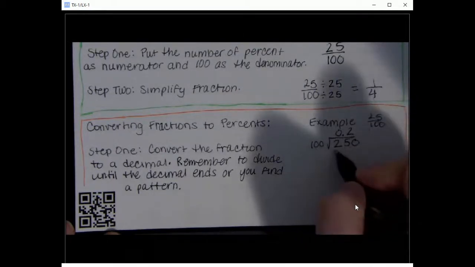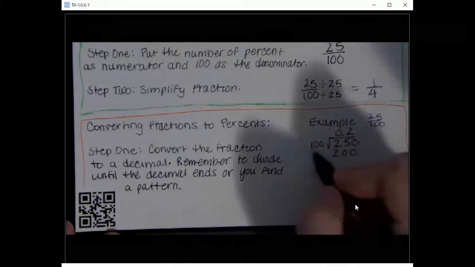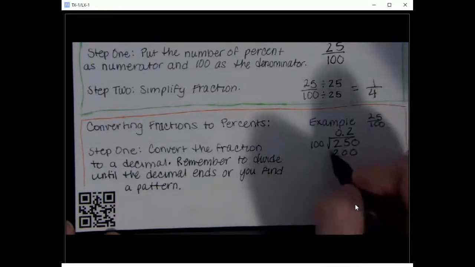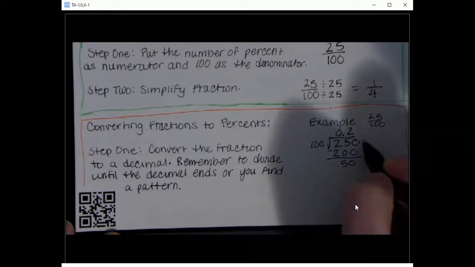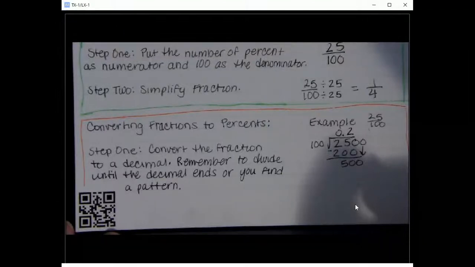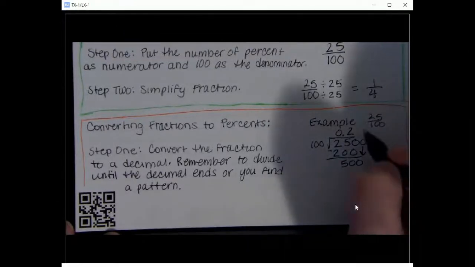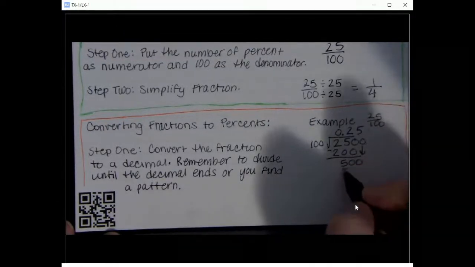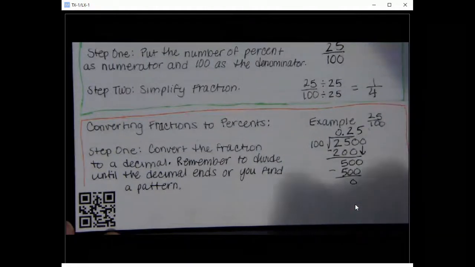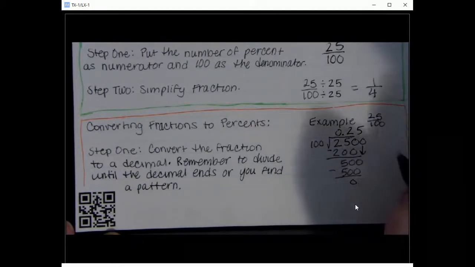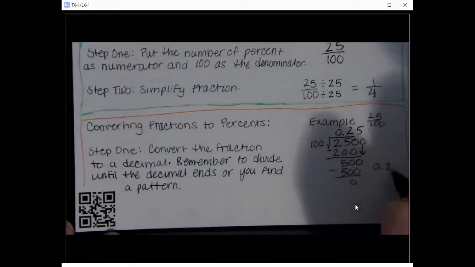2 times 100 is 200. When I subtract, I'm left with 50. I need to take a 0, bring it down to create the number 500. 100 goes into 500 5 times. And once we subtract, we do not have any remaining numbers. So what I have left is my decimal of 25 hundredths.